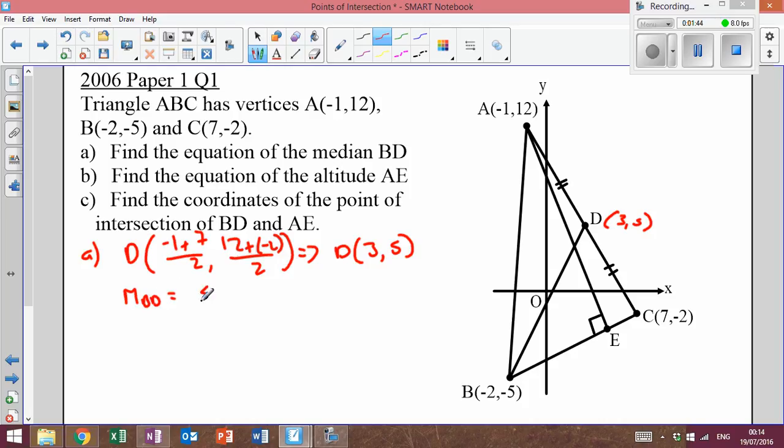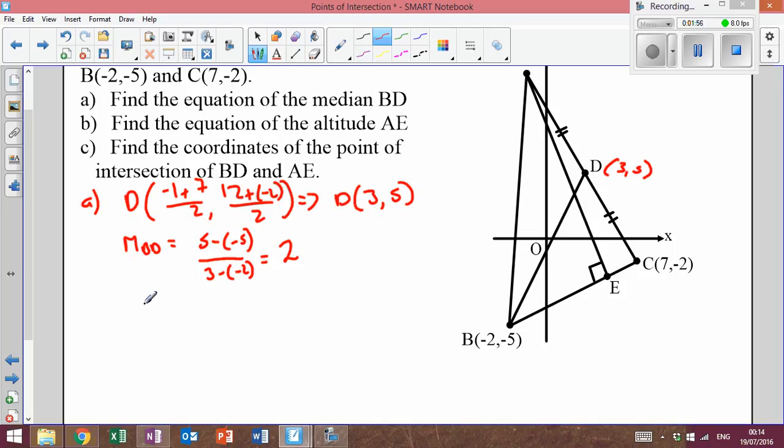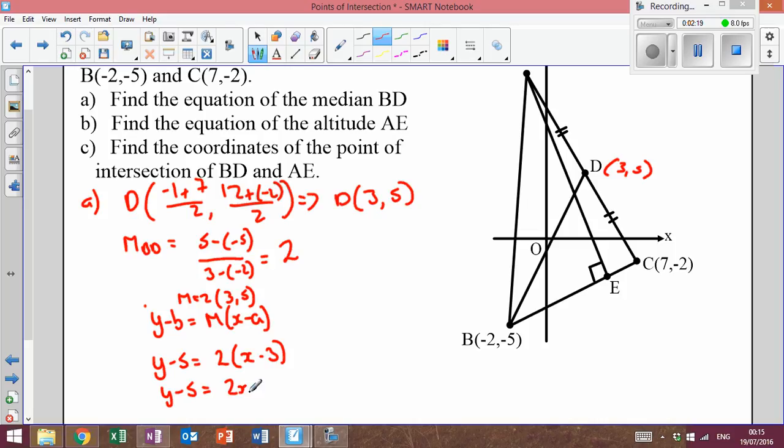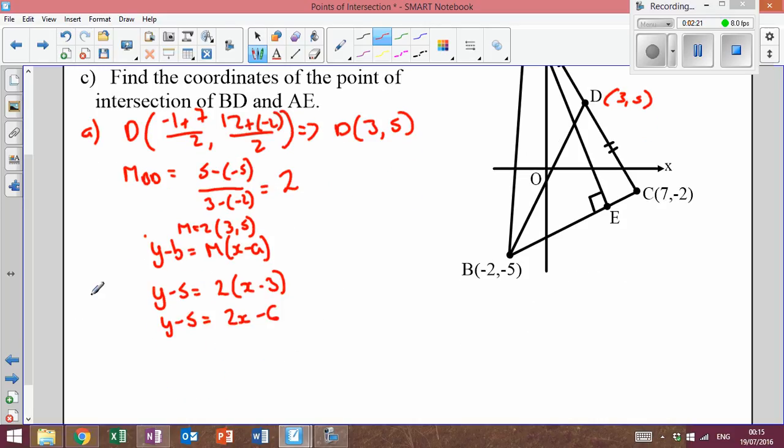Okay, so the gradient of BD is 5 subtract negative 5 over 3 subtract negative 2. So that's 10, that's 5. So the gradient is 2. And from there, we can use our equation of a straight line, y minus b is equal to m bracket x minus a. The gradient we know is 2, and we need a point on the line. Why don't we use D this time, because it's both positive. So y minus 5 is equal to 2 bracket x minus 3. Take out the brackets, y minus 5 is equal to 2x minus 6. And then add 5 to both sides, y is going to be 2x minus 1.